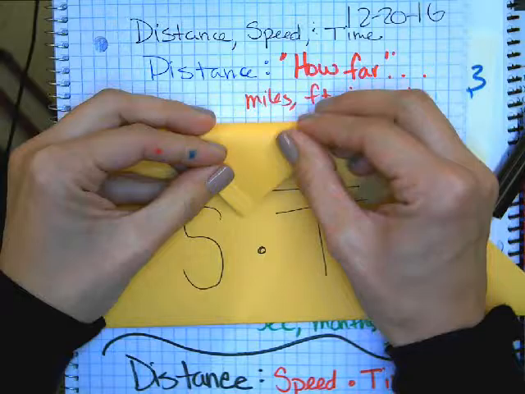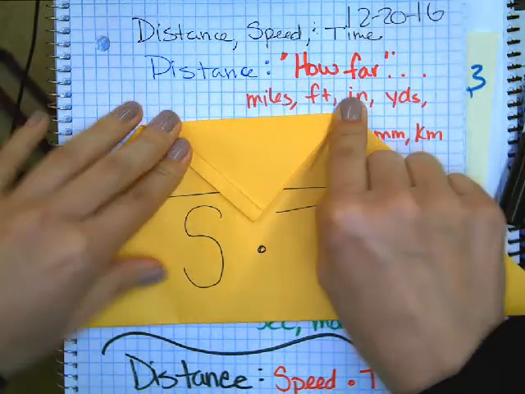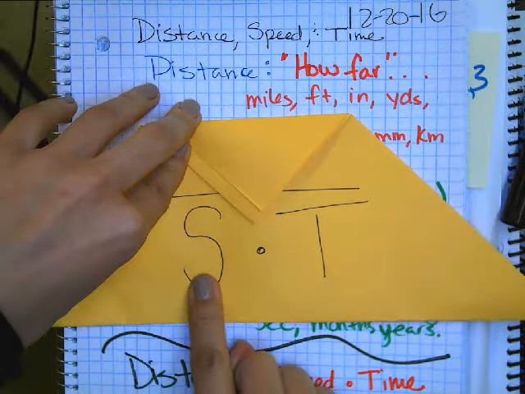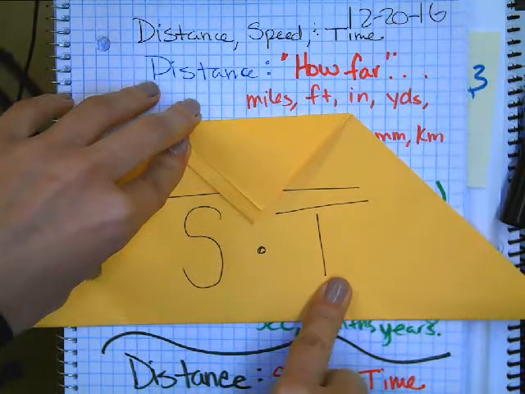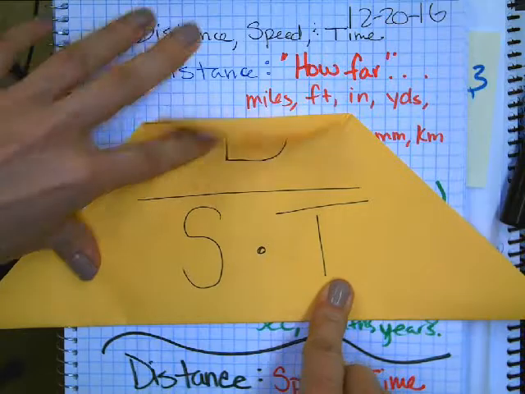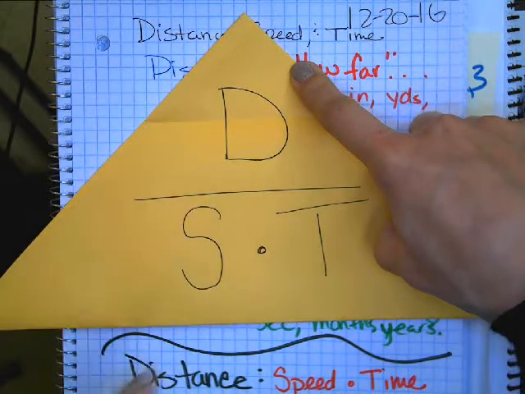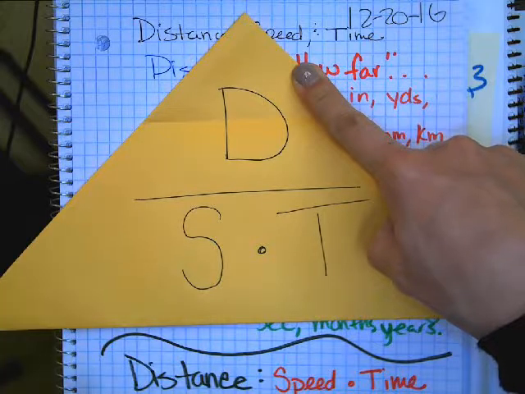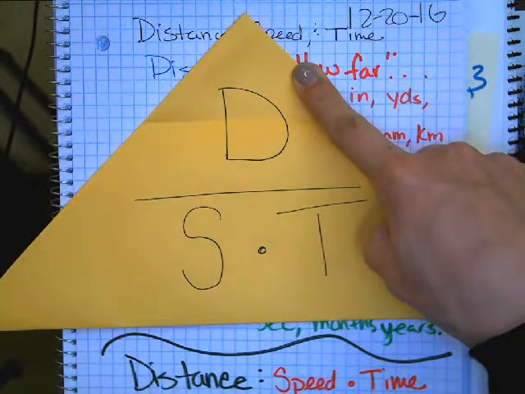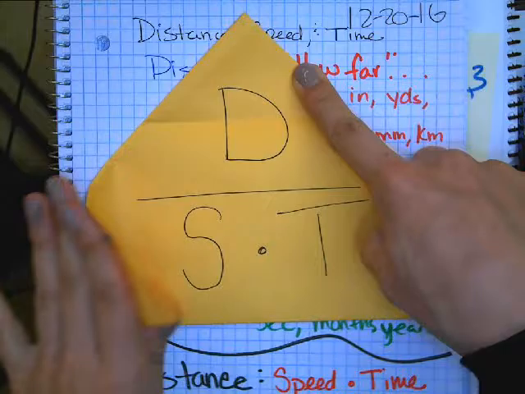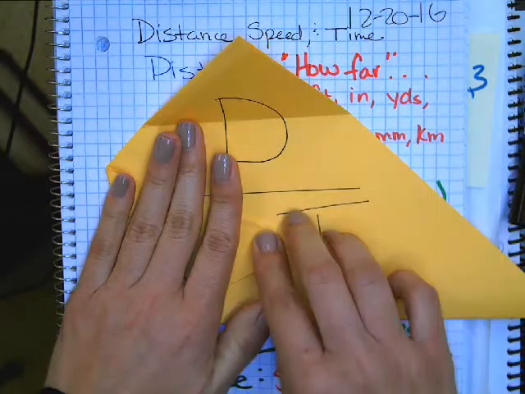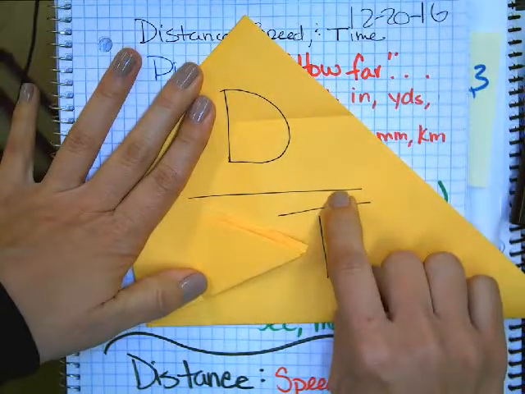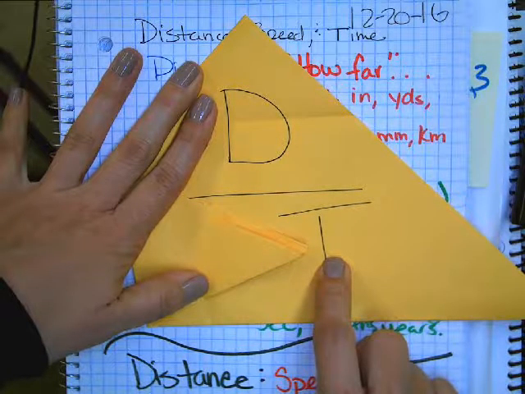for distance. When you cover it up by folding it over, you're left with speed times time. Now, what if the question's asking you for speed? What letter should you cover up? The S. No, you cover up one letter at a time. So I'm going to cover up the S. Now what am I left with? I'm left with distance divided by time.